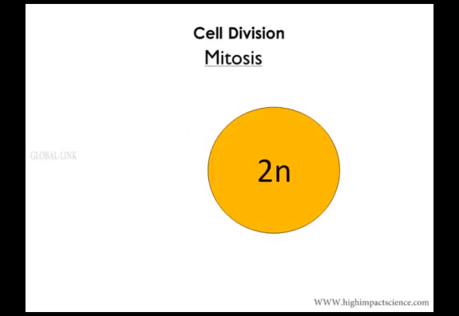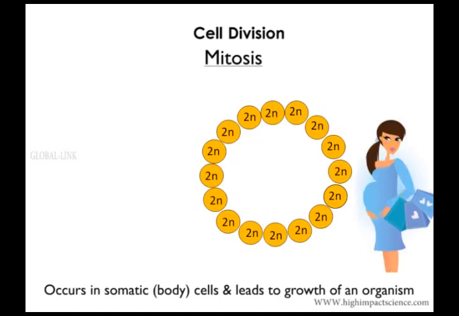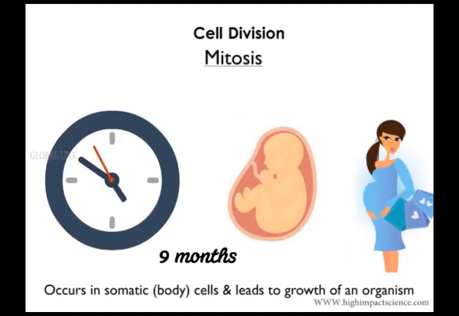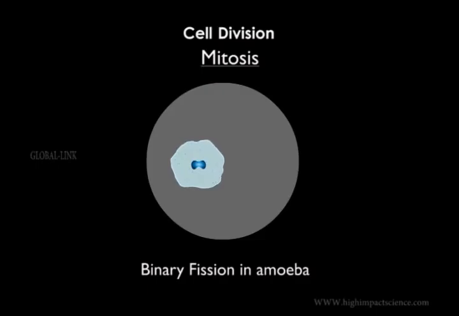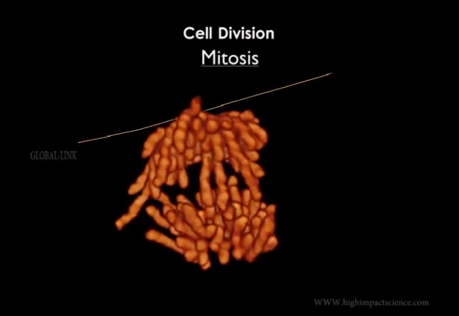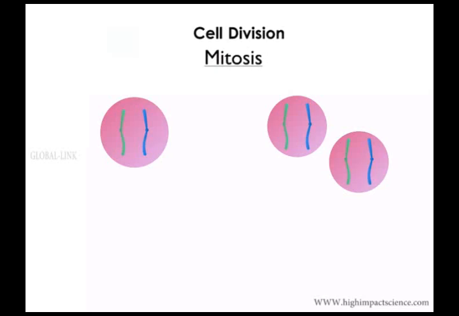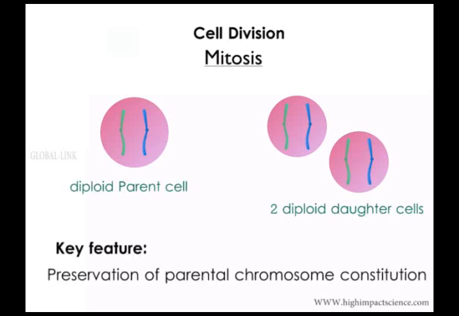Mitosis. Mitotic division occurs in body cells or somatic cells and leads to growth of an organism by increasing the number of cells. It is also the cell division that occurs during binary fission. During mitosis, the parent cell divides into two daughter cells, each having the same number of chromosomes as the parent cell. It is the process of dividing the replicated DNA of the cell into two nuclei. Therefore, the key feature of mitosis is the preservation of the parental chromosome constitution.